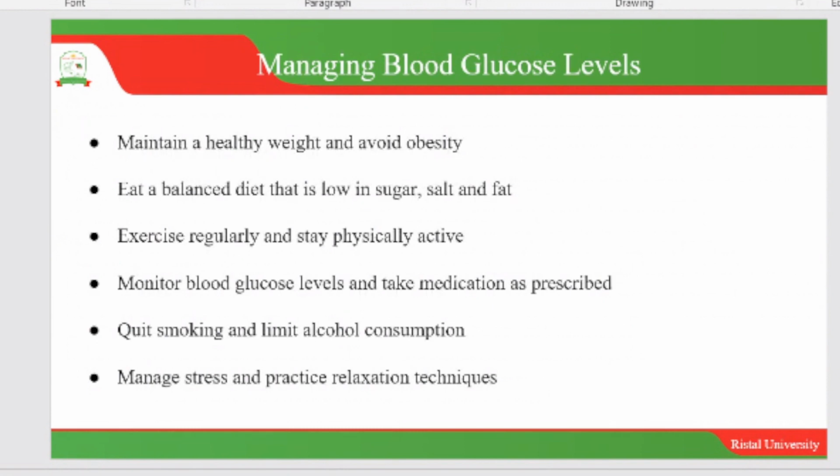So how do we manage the blood glucose levels? We continue managing by maintaining a healthy weight and avoiding obesity. Eat a balanced diet that is low in sugar, salt, and fat. Exercise regularly and stay physically active. Monitor blood glucose levels and take medication as prescribed. Then, if the person was smoking or taking alcohol, the person should quit those habits to make sure that they can adjust his life well. Then also manage stress and practice relaxation techniques.